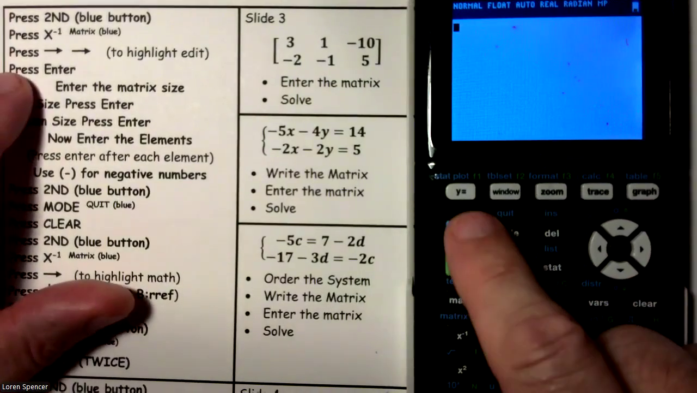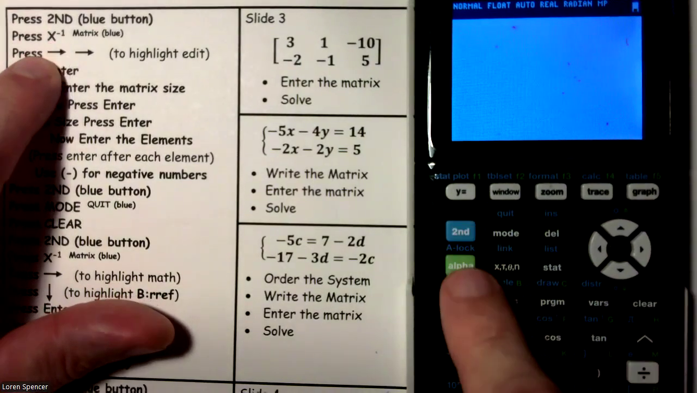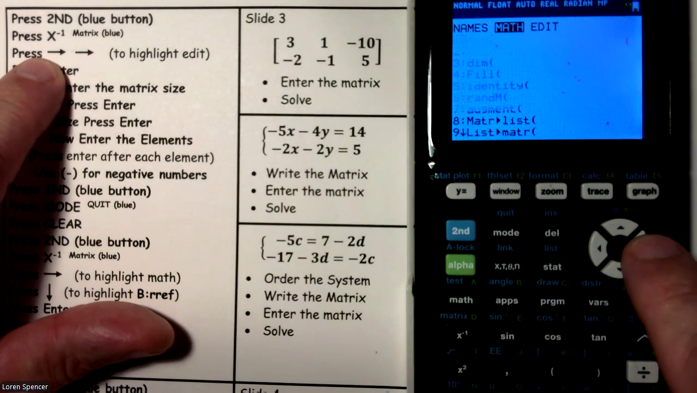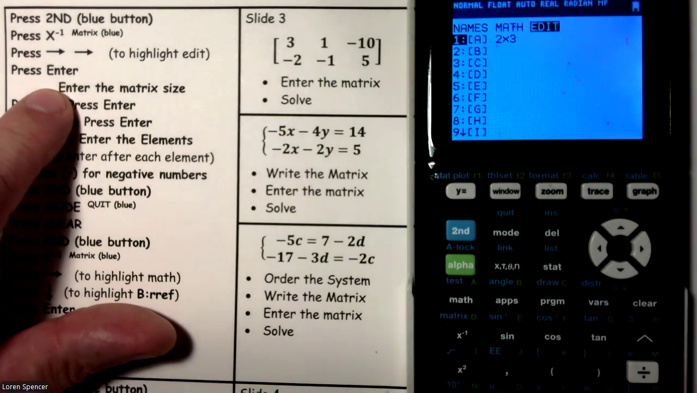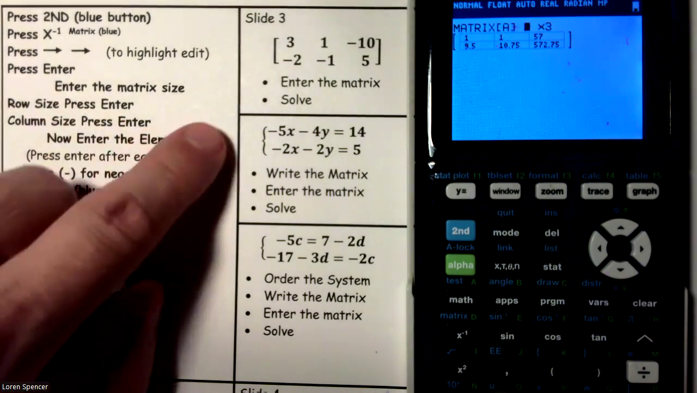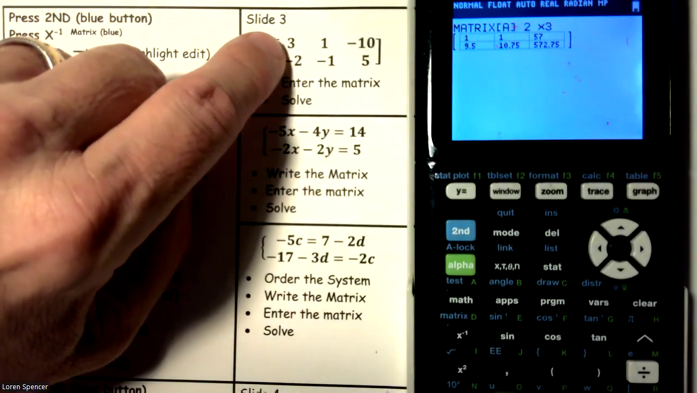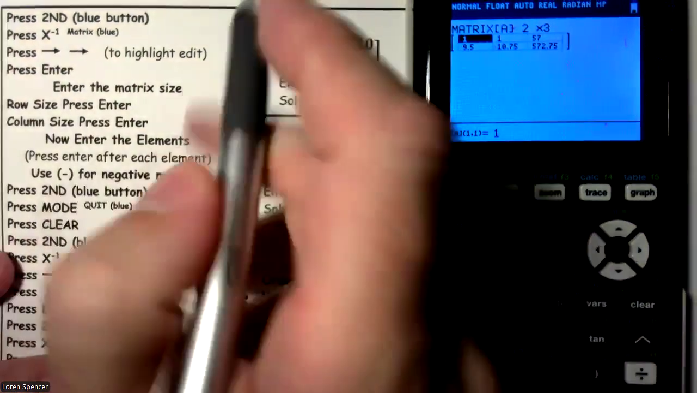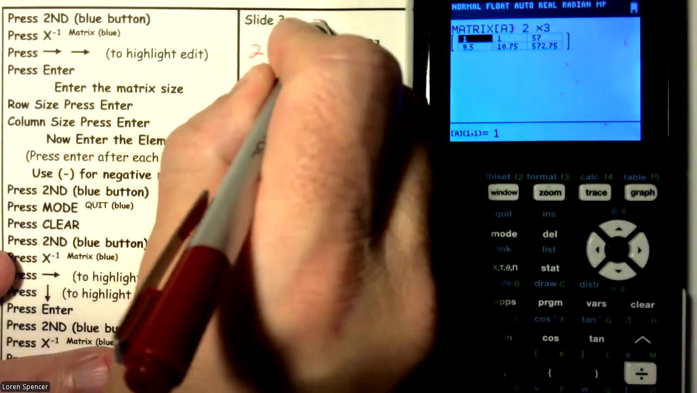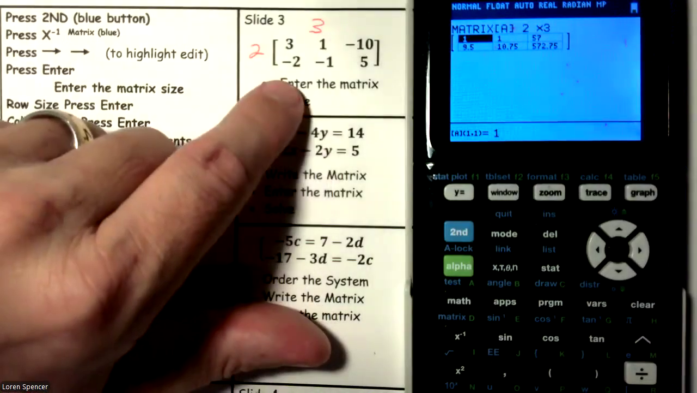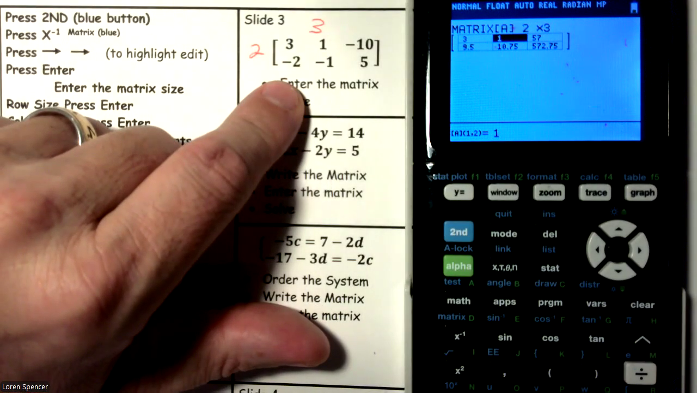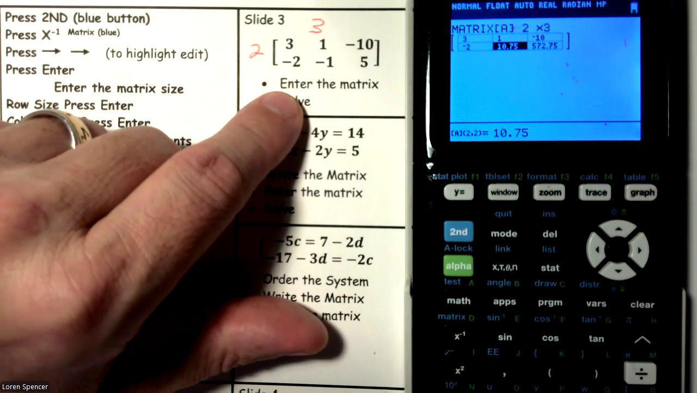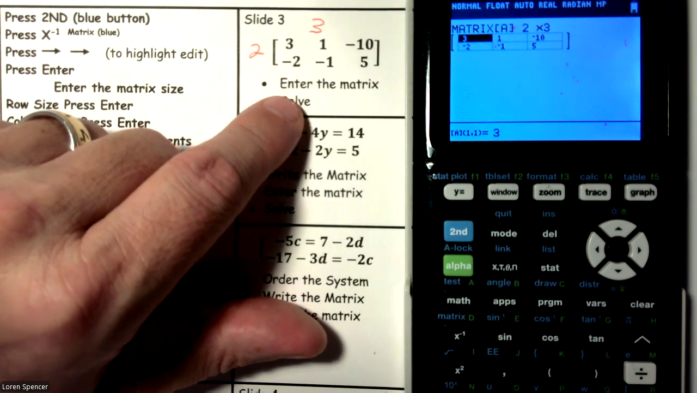So we're going to press the blue button, the second button, and then X -1, which is our matrix button. We're going to arrow over the word edit, and then we press enter. And then it says enter the matrix size. Well, this was the matrix C that we had in front. We had a 2 by 3, so 2 enter, 3 enter, because I just want to remind you, it has 2 rows and 3 columns. And now we're going to enter the values: 3 enter, 1 enter, and -10 enter. And here we have -2 enter, -1 enter, and 5 enter.